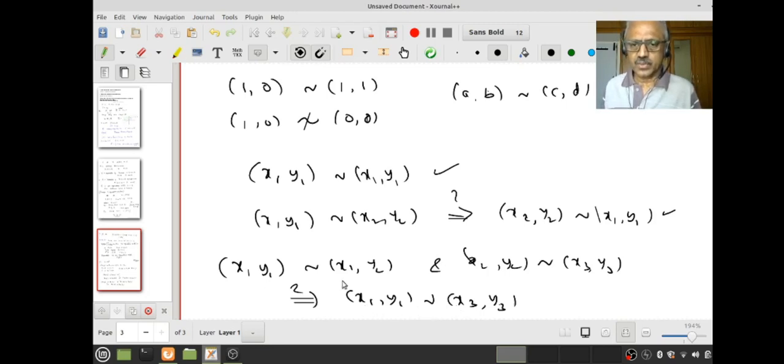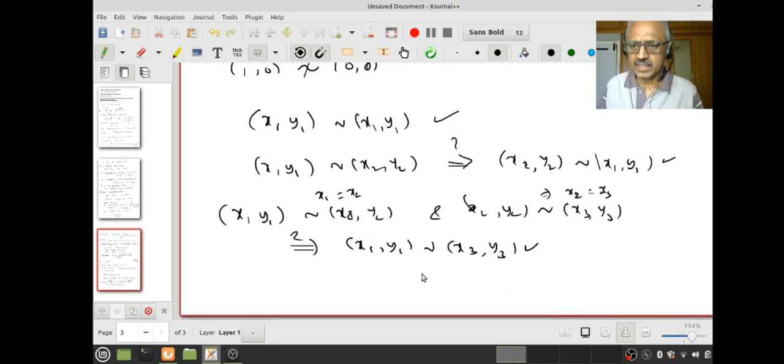Let's look at (x1, y1) related to (x2, y2). That implies x1 equals x2, right? And (x2, y2) is related to (x3, y3). Therefore this implies x2 equals x3, right? But x2 is equal to x1 by the first condition. Therefore it follows x1 equals x3. Therefore this is an equivalence relation, right?